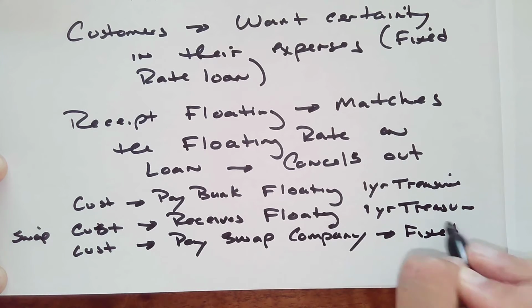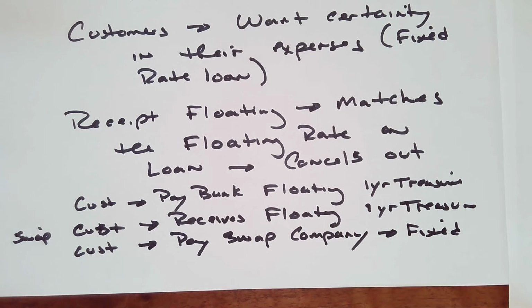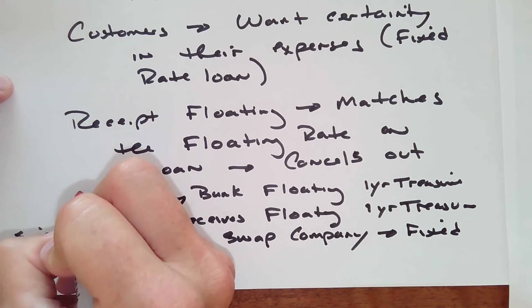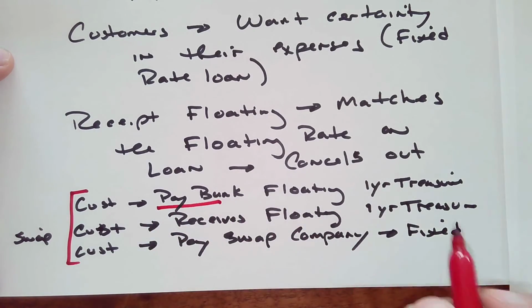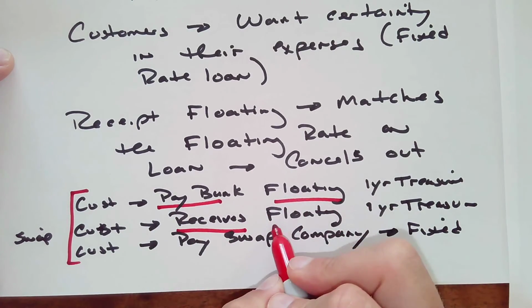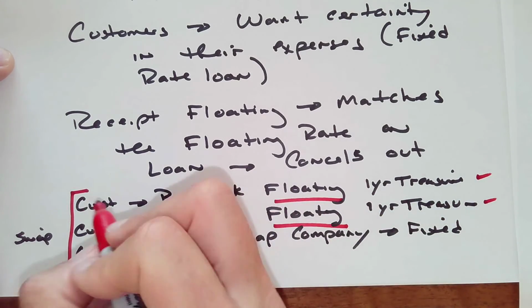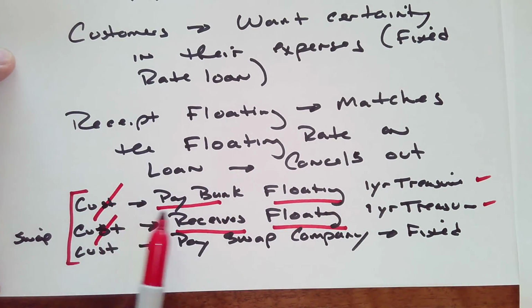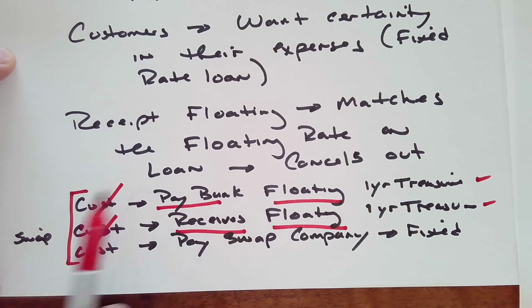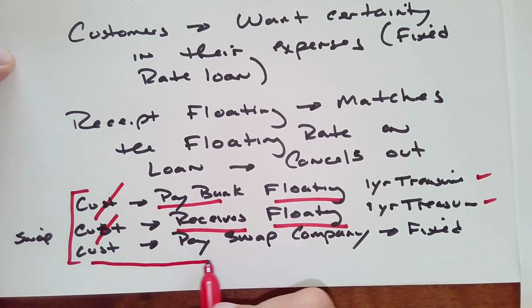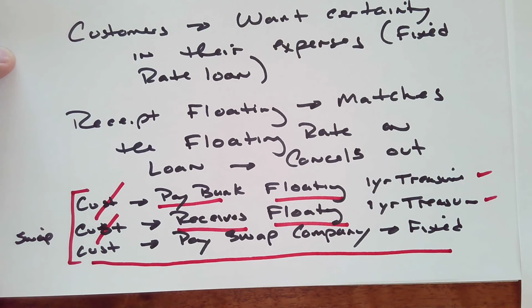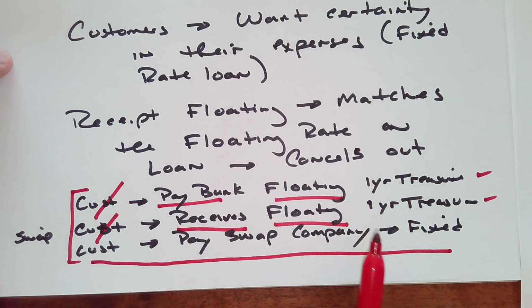fixed. Okay, so let's just think about these 3 payment streams, right? So the customer pays floating and receives floating, and they are the same. These 2 legs cancel out, even though these are 2 different contracts. So the net effect is with the loan and the swap, the customer is paying fixed interest. They're paying it to the swap company, but overall, they are paying a fixed interest on the same notional amount.